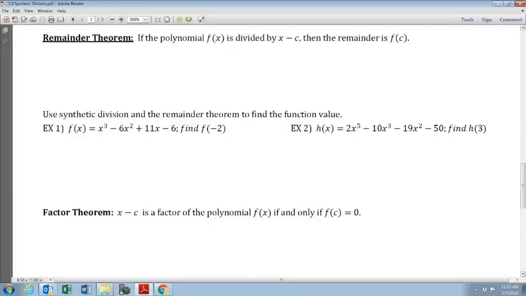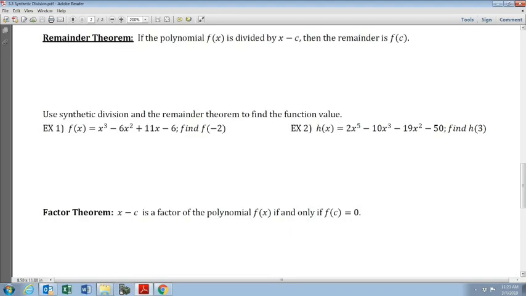Okay, in this video we're going to complete the notes for synthetic division. So here it says the remainder theorem. Well, the remainder theorem is the following: if the polynomial f of x is divided by x minus c, then the remainder is f of c. It's a little bit hard to see this without looking at an example, but it's pretty easy to see with an example. Let's go ahead and do that.